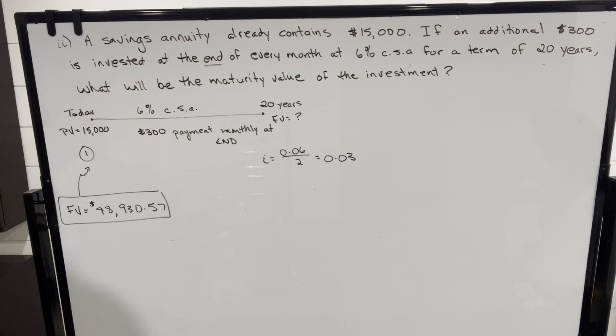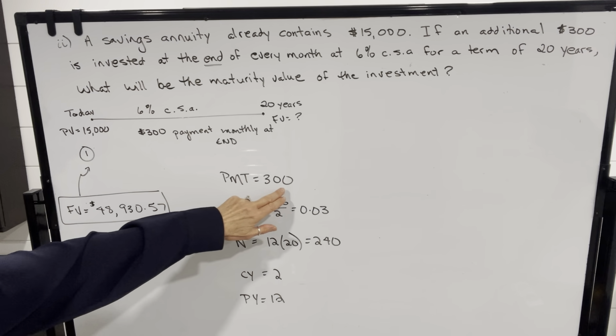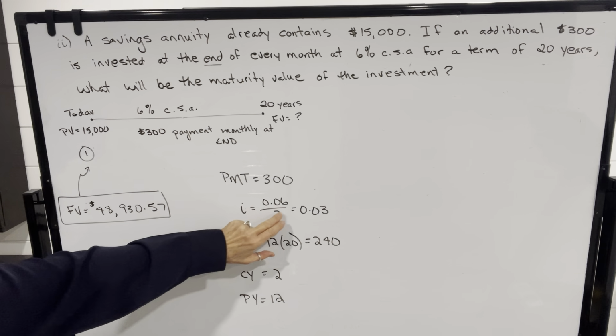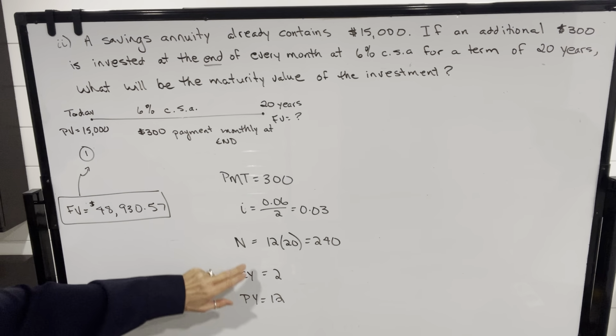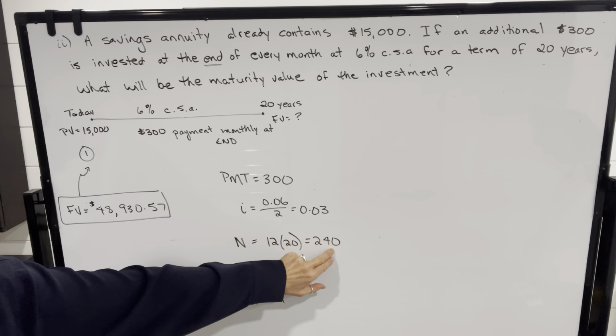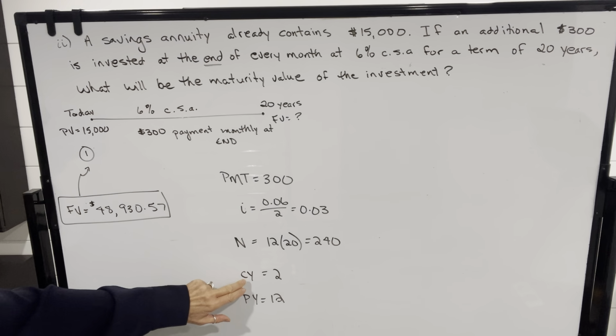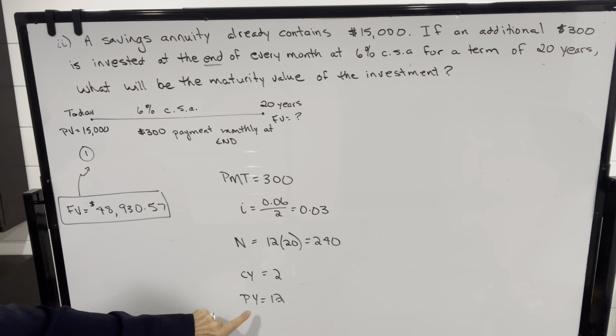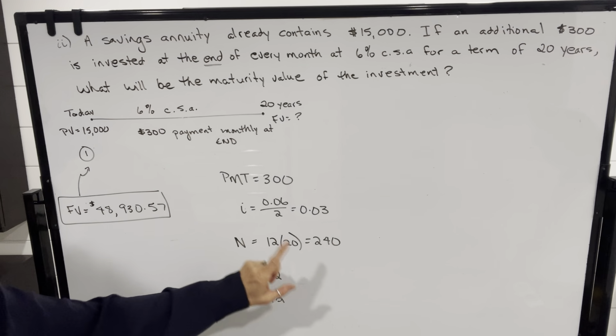Let's define all of our values that we know, and then we can plug into our formula. Our payment amount is $300. The interest per compound period is 0.06 divided by 2, which is 0.03. The number of payments will be 12 payments a year times 20 years, which is 240. The number of compound periods per year is 2 because it's compounded semi-annually, and the number of payments per year is 12 because it's monthly payments.